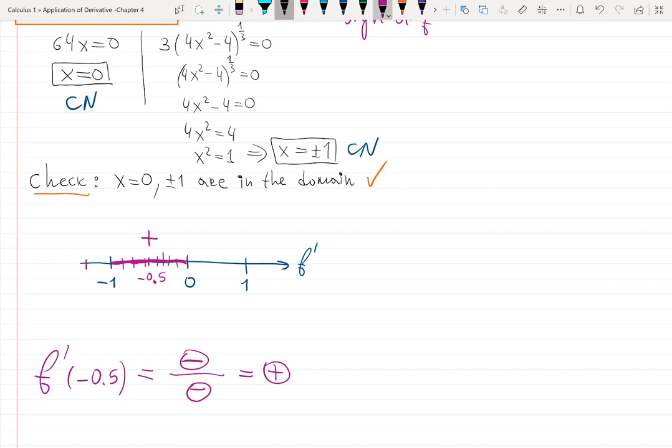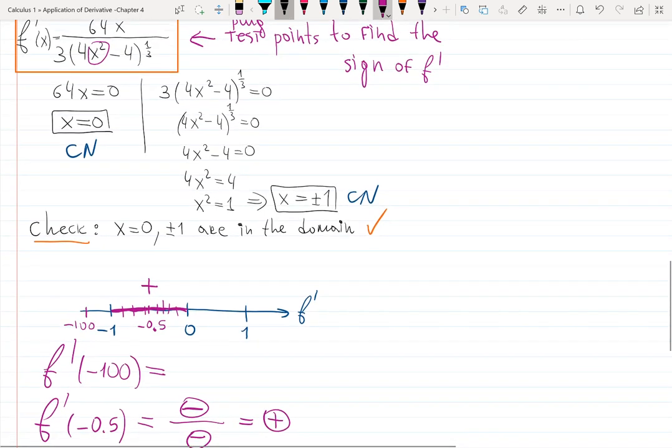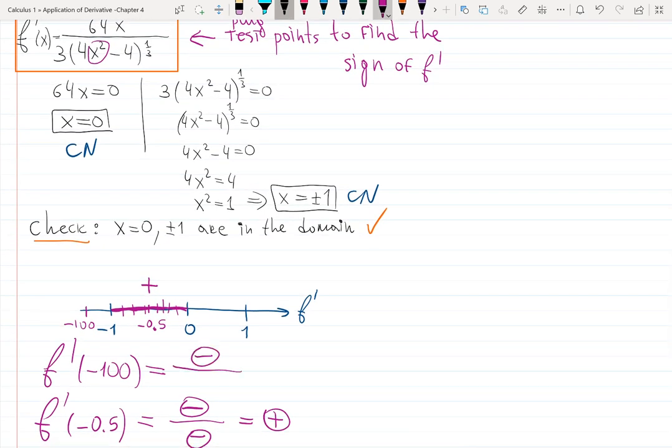What kind of convenient number do you want to choose here? Something that's smaller than negative 1. You can choose negative 10 or even negative 100, anything you like. Derivative or first derivative at negative 100. What's happening here? The top is negative and huge. The bottom, though, becomes positive because negative 100 squared is a huge positive number. Huge positive number multiplied by 4 is still huge. 4 and a huge number minus 4 is big number. So it's going to be positive. So the total result is negative.